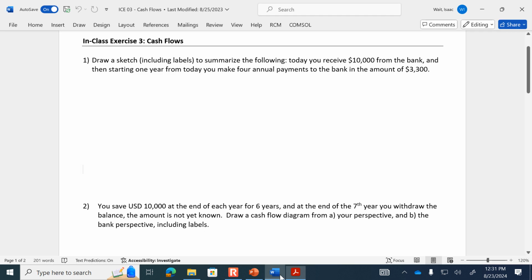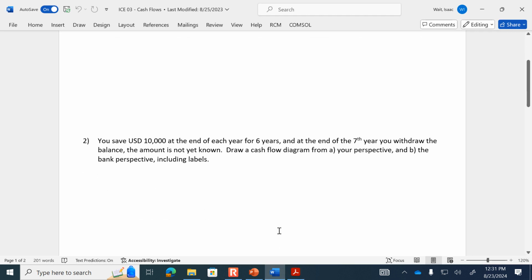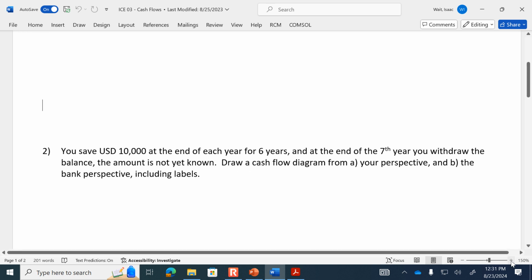The next one, I'm asking you to draw from 2 different perspectives. Draw it from your perspective, and then draw it from the bank's perspective, which will just be a mirror image of it.